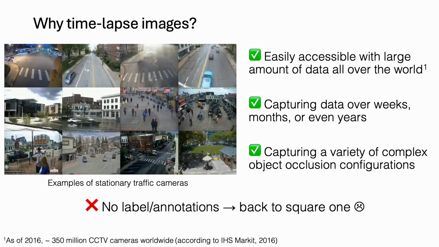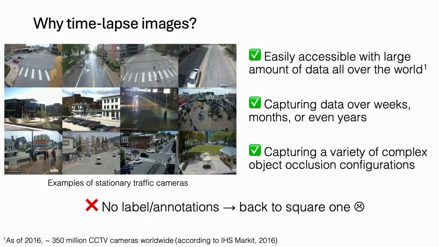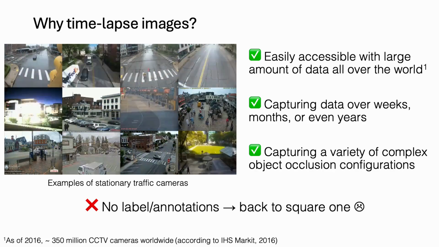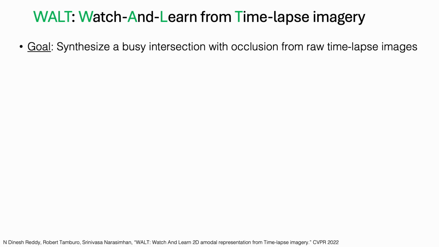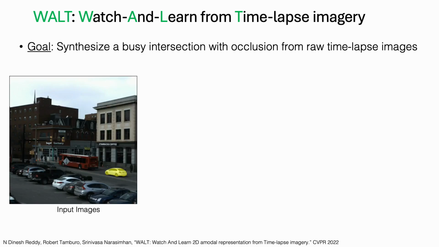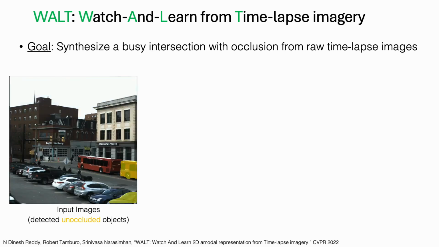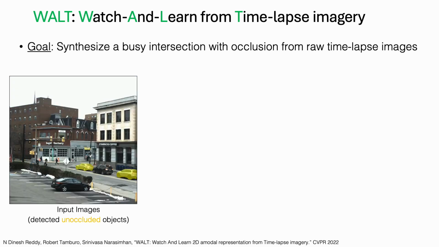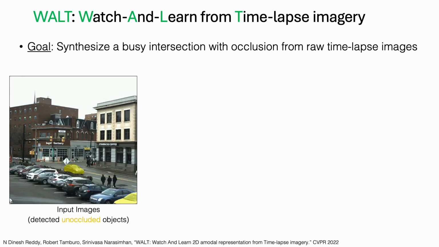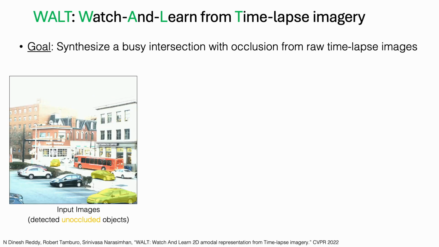Although we have a very large amount of raw data, we face the same problem of no labels or annotations. What can we do? In our previous work called WALT, we can create a busy intersection with occlusion from raw time-lapse images. How did we do this? Let's look at this example. We first detect unoccluded objects in the scene, highlighted in yellow here. Although there's usually very few of them in an image, even if we are being very conservative, over long periods of time, you can collectively mine for even millions of them.